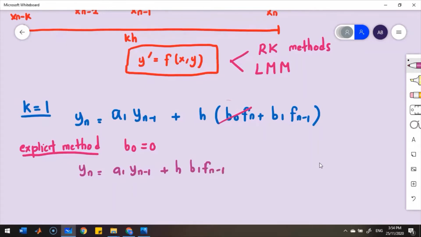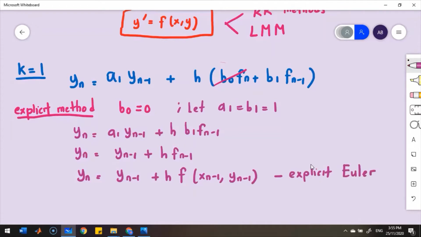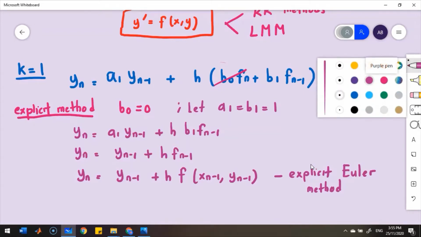Okay, now we can decide what the choice of a1 and b1 can be. If you let a1 equal b1 equal 1, what happens? I have yn equals yn minus 1, a1 is 1, plus h, b1 is 1, fn minus 1. Now this method I can write as yn minus 1 plus h f of xn minus 1, yn minus 1. So this is my explicit Euler method. Okay, now another example of a k equals 1 method is the implicit method.